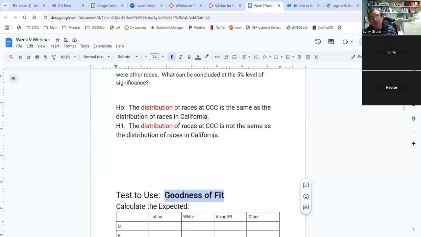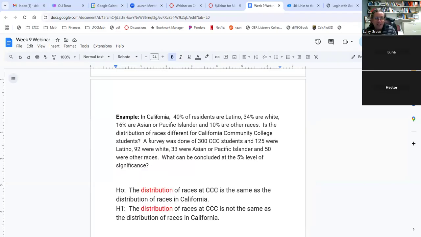Sometimes it's called a chi-squared goodness of fit test because we're going to be using chi-squared. I'll talk about that in a bit, what the chi-squared is. So it's goodness of fit because we want to say, if we look at the sample, does that fit the distribution of this other population? Any questions on the idea of that?